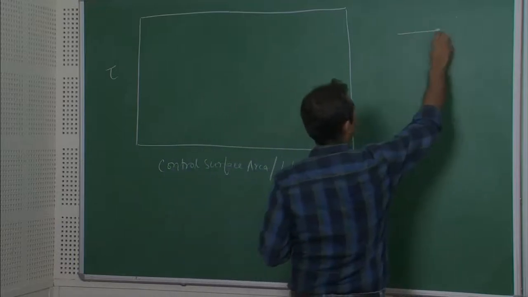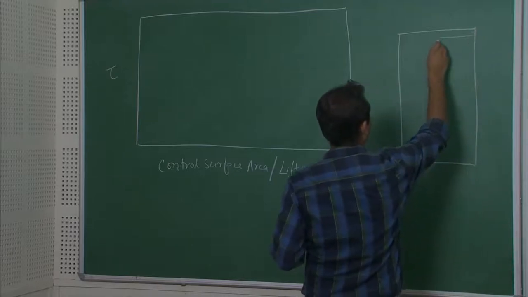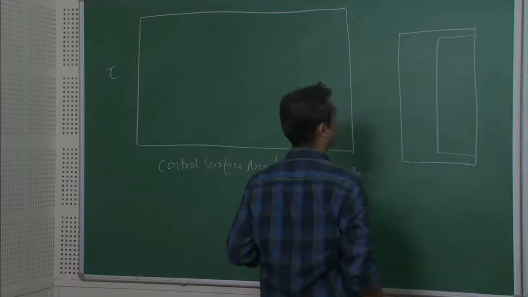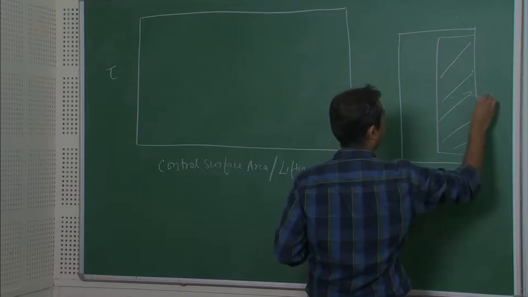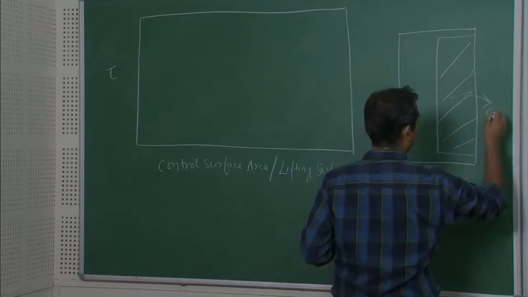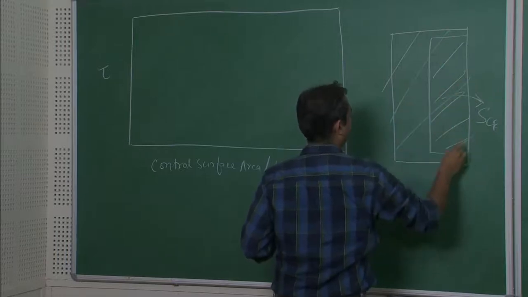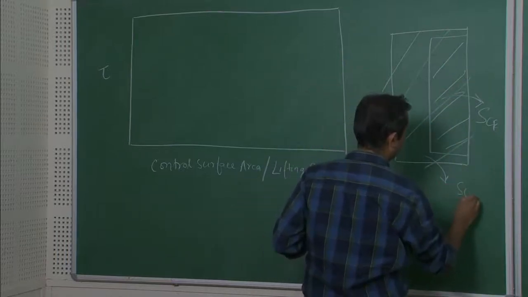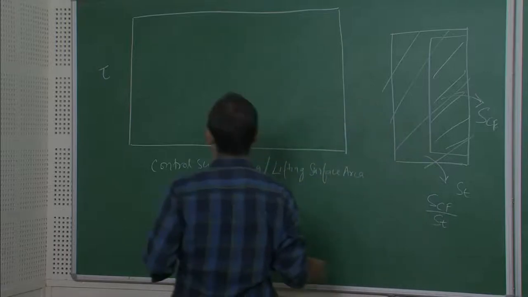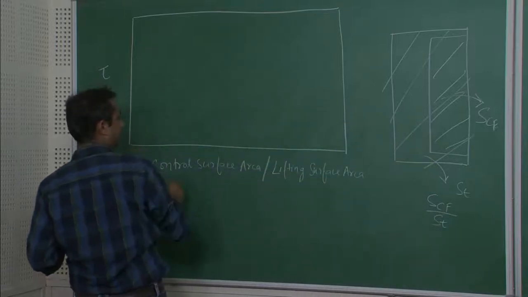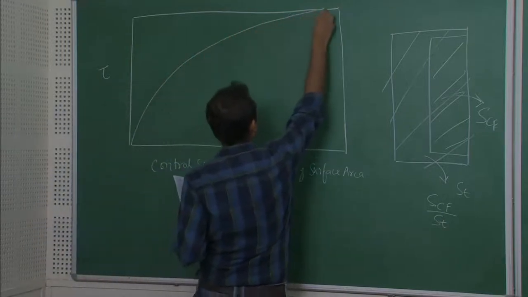That is, suppose this is your tail and this is your elevator or control surface. So this value will be the area of the control surface, represented by S CF, and this is your whole area of the tail, represented by ST. So this ratio is basically SCF by ST. Now, the value of tau versus control surface area by lifting surface area varies like this.